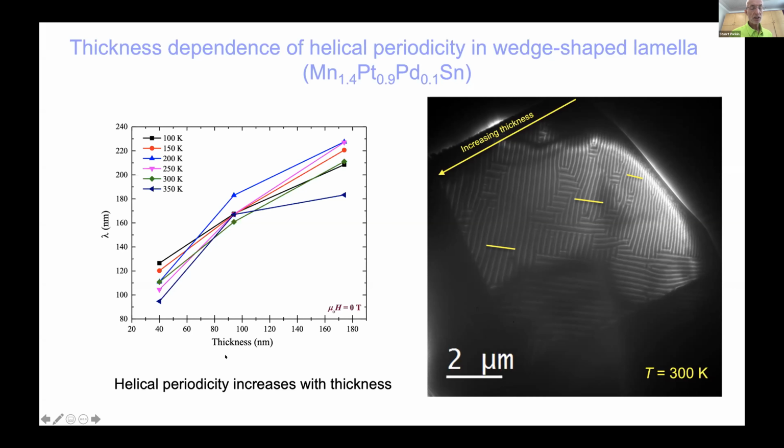And what we found then on the left side, you can see the helical period increases significantly as we change the thickness. Here, the period changes from 100 nanometers to 200 nanometers as we change the thickness of this lamella from 40 to 160 nanometers. So a dramatic increase in the helical period.